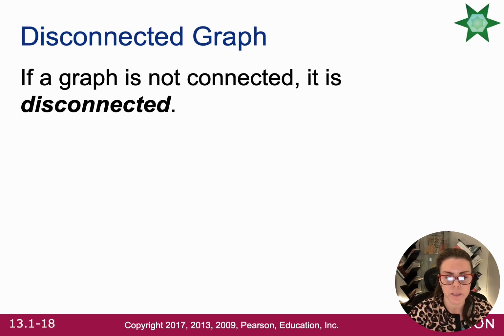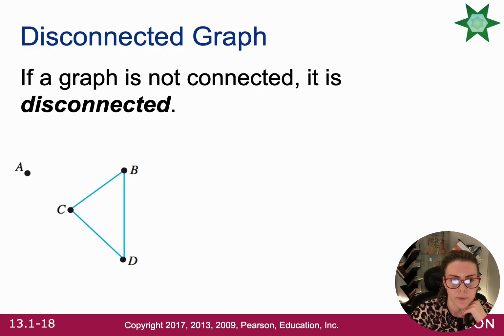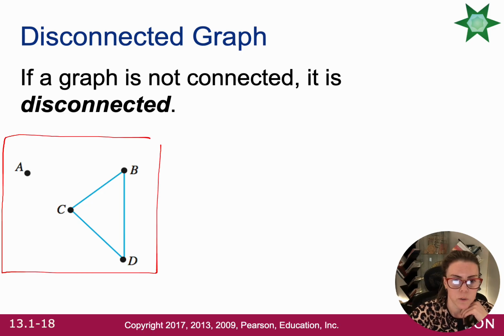Let's take a look at a disconnected one. So a disconnected graph is a graph that is not connected. So for example, this could be one graph, and so this is disconnected because if you are at A, you cannot get to C or B using this graph. And same for these 3 vertices over here, you cannot get to A.